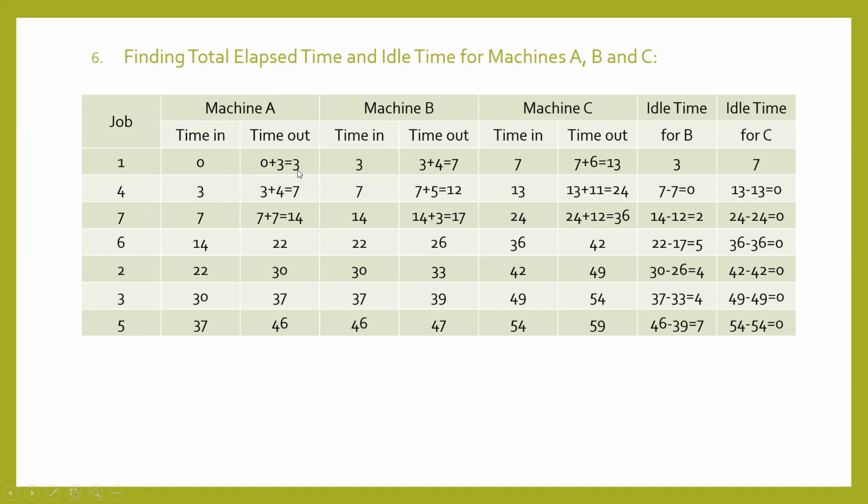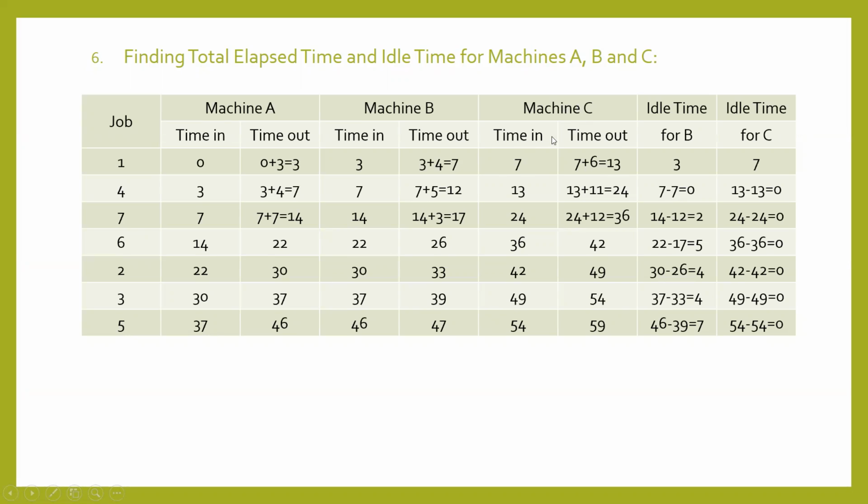Okay. Once this job is out from machine A, it will come in for machine B. Till then, machine B is idle. Please remember. Till then, machine B is idle, and that is why we get idle time for machine B here as 3. The processing time of job 1 on machine B is 4 hours. So 3 plus 4 gives you 7. Okay. And the in time for machine C for job number 1 will be 7.